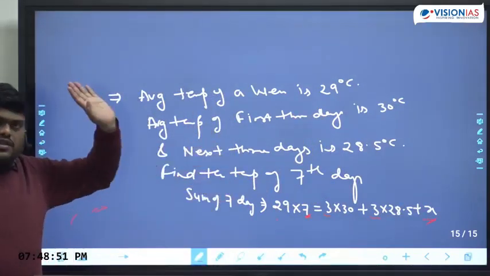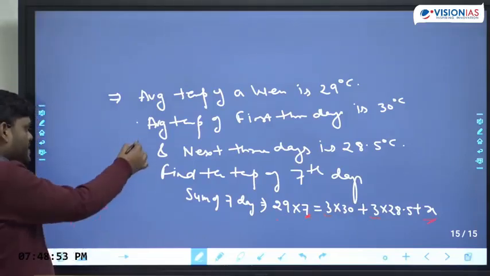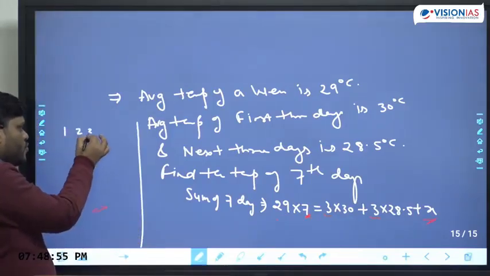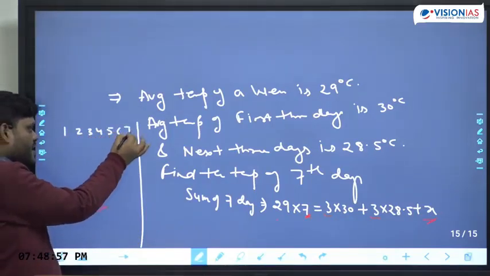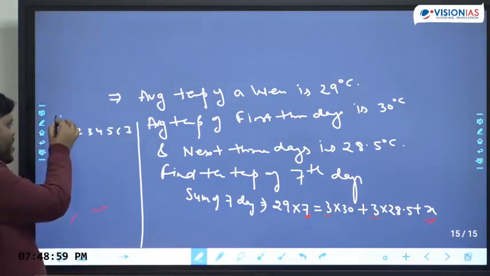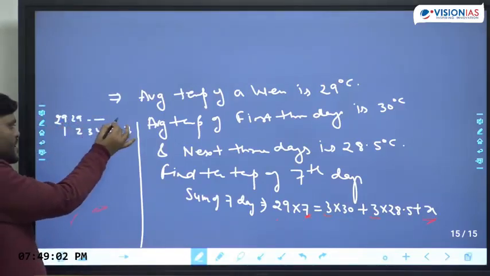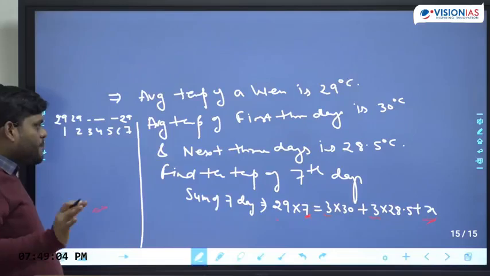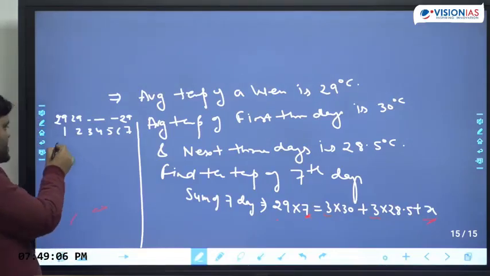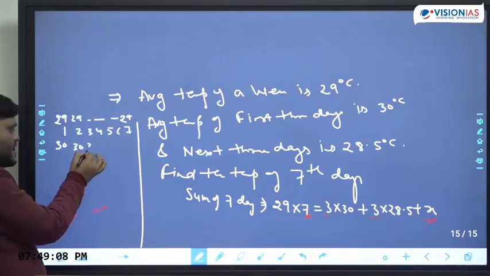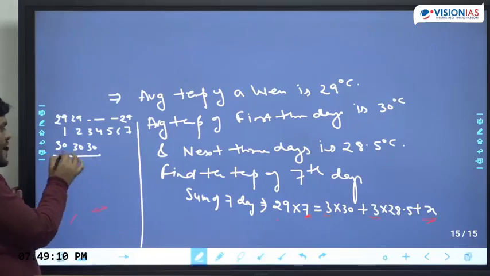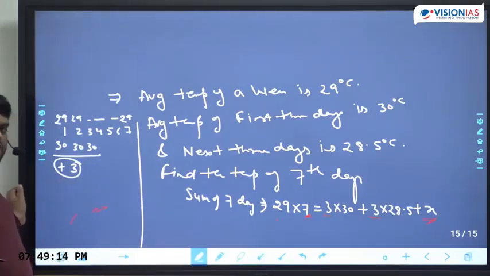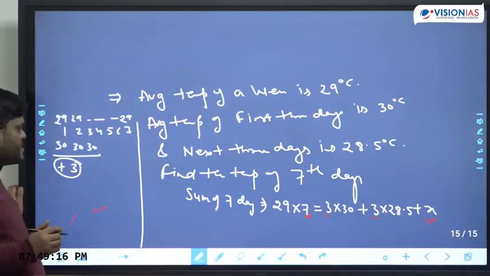No need of doing all the calculation. We can solve without any formula. 1, 2, 3, 4, 5, 6, 7. It is given that the value should be 29, 29 and 29. But what happened? The first 3 days have 30, 30, 30. That means 1 extra every day, so overall 3 extra.